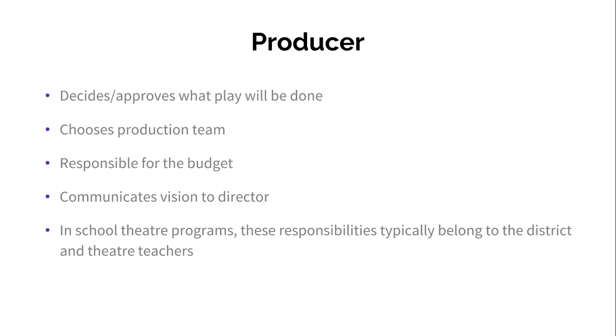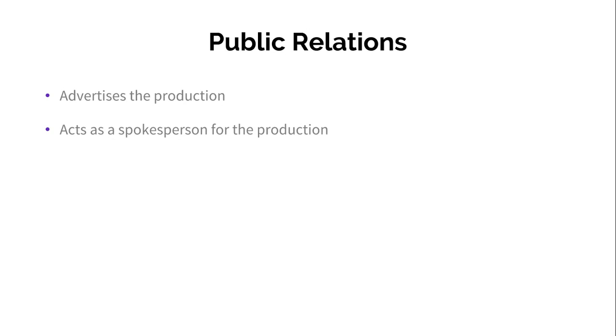In school theater programs, these responsibilities typically belong to the district and the theater teacher. So the district is responsible for setting a budget. They're responsible for hiring the director, and then the theater teacher, who is the director, is responsible for choosing and approving the play and for casting the show and putting students or other adults into the other roles. And they're definitely responsible for maintaining the budget.